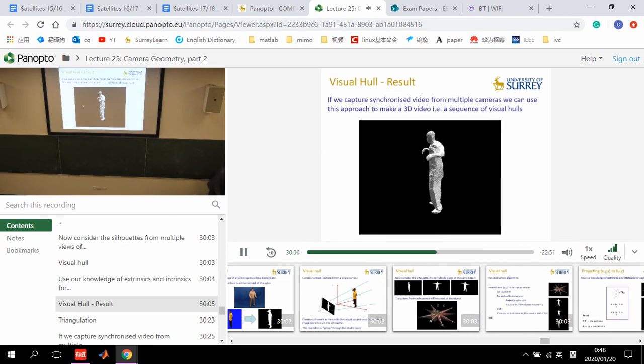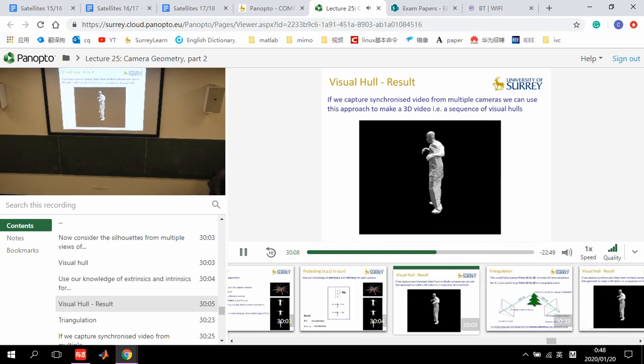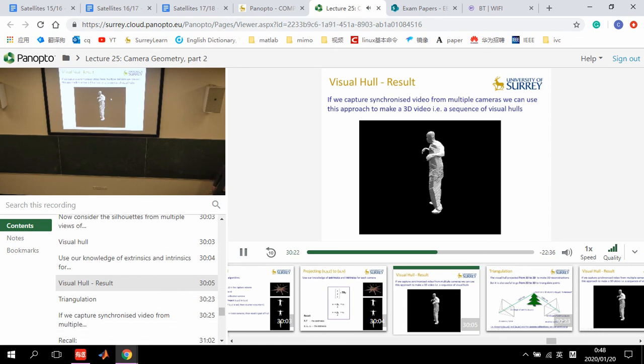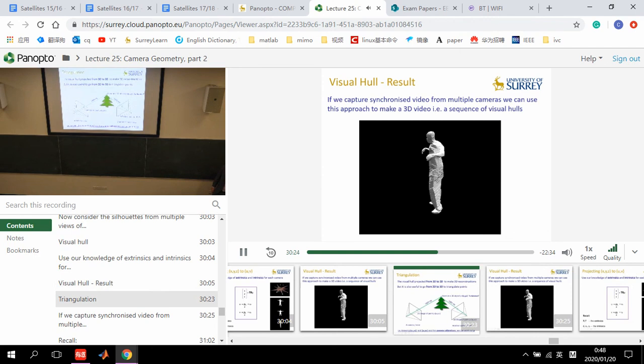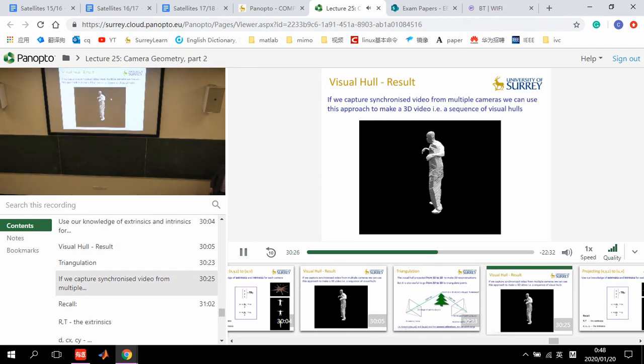I don't know if this is going to play actually. I don't think it will, disappointingly. But anyway, this is a single frame of reconstruction of someone dancing in the studio. And if you do this 25 times a second, then you get a moving 3D object. Okay, so before we go any further, there is a question.